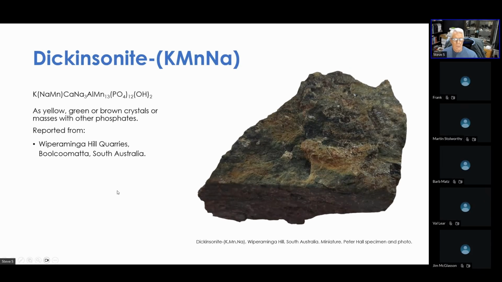Dickinsonite, KMnNa, from the Whipperaminga Hill quarries in South Australia. That's Peter Hall's specimen, but it would have been something that would have been analysed by Peter Elliott. With a formula like that, there's no way that you're going to be able to identify these things visually.